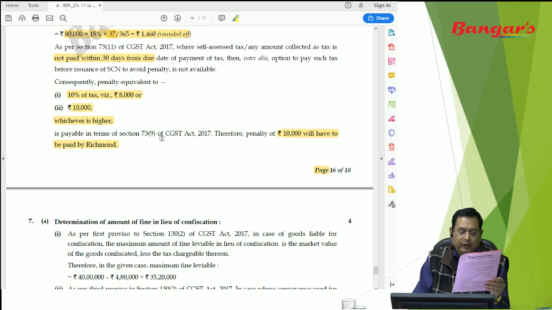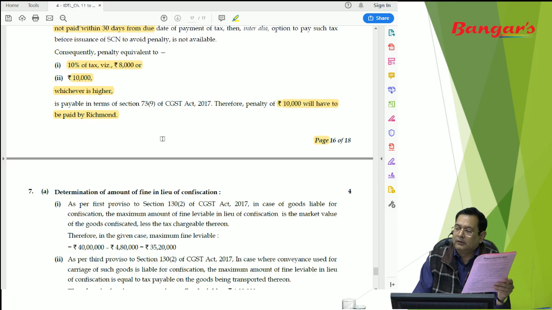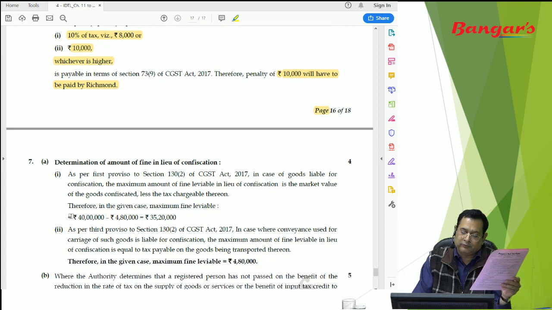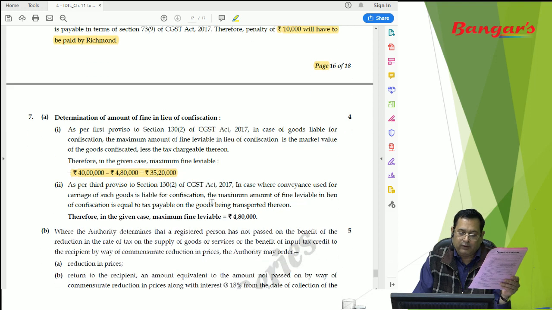Then question number 7A related to Radhaswamy, who owns and supplies certain goods costing rupees 30 lakh in a conveyance hired from Money Current Transport. Market value of the goods is 40 lakh rupees and tax chargeable thereon is rupees 4 lakh 80,000. Now goods are liable for confiscation and an option of redemption fine has been given. In respect of goods, the amount of redemption fine cannot exceed the market price less the tax payable thereon. And in case of conveyance, it will be the amount equal to the tax leviable thereon. So here the maximum amount of redemption fine that can be imposed in respect of goods will be 35 lakh 20,000 rupees and in respect of conveyance it will be 4 lakh 80,000 rupees.